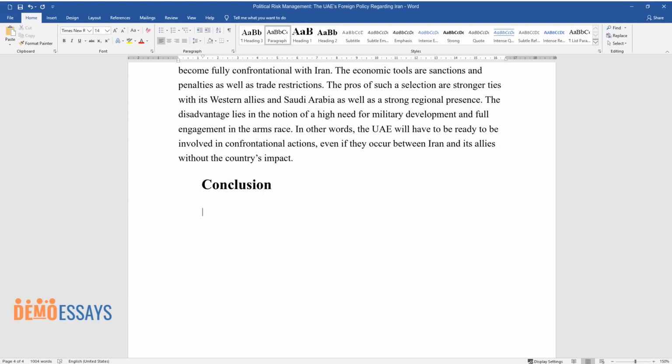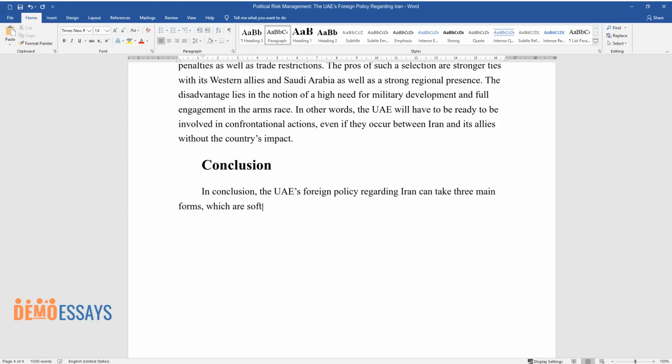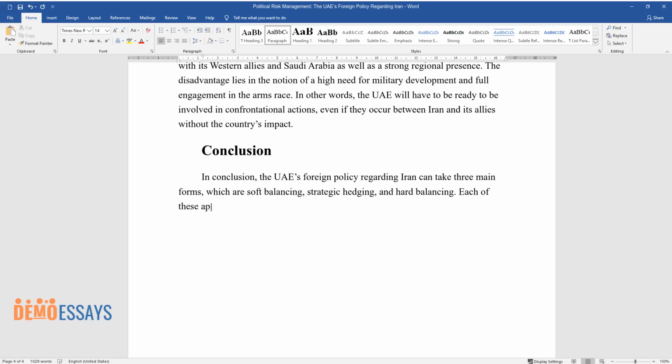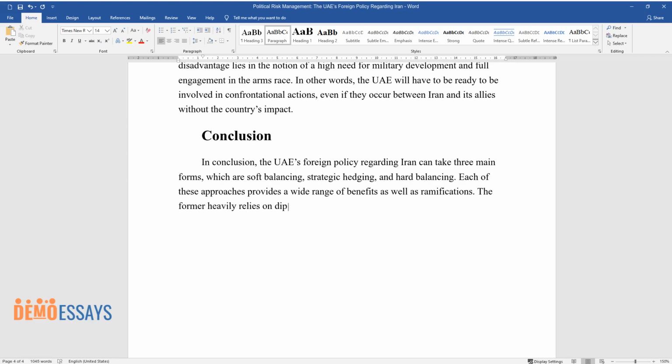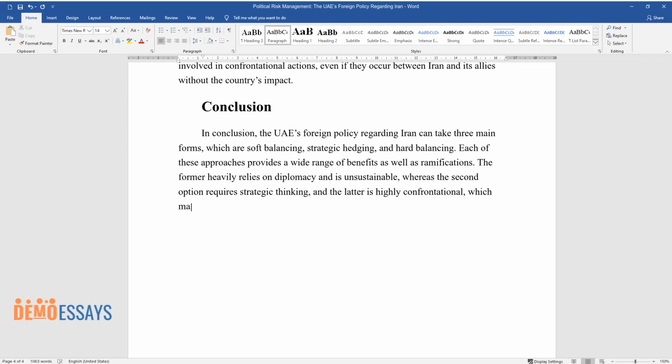Conclusion. In conclusion, the UAE's foreign policy regarding Iran can take three main forms, which are soft balancing, strategic hedging, and hard balancing. Each of these approaches provides a wide range of benefits as well as ramifications. The former heavily relies on diplomacy and is unsustainable, whereas the second option requires strategic thinking, and the latter is highly confrontational, which makes the UAE militantly aggressive.